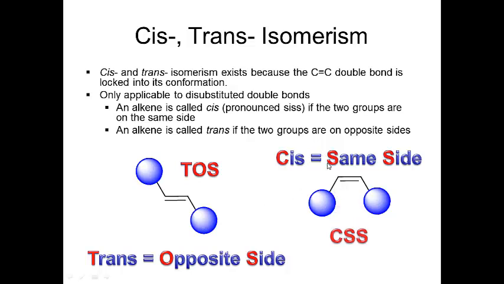An easy way to remember cis is CSS, right? CSS, cis, same side. So if the two substituents are on the same side of the double bond, keep in mind this is my double bond and these two substituents are both on the same side of that double bond, then the alkene is what we consider cis, right?